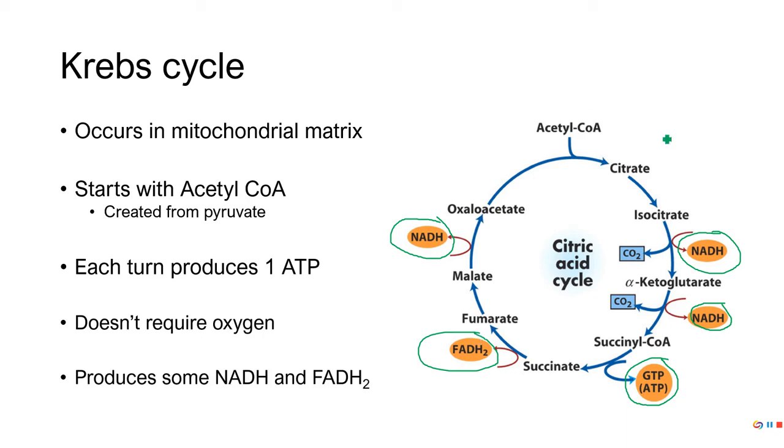And then the last thing is, notice that there's no oxygen required in here. You don't see oxygen going into any of these reactions, but we do produce a little bit of CO2. Okay, we don't produce CO2 during glycolysis, and we didn't use oxygen during glycolysis either. So Krebs doesn't need oxygen to occur, but without oxygen, we don't form pyruvate, which means we don't form acetyl-CoA.